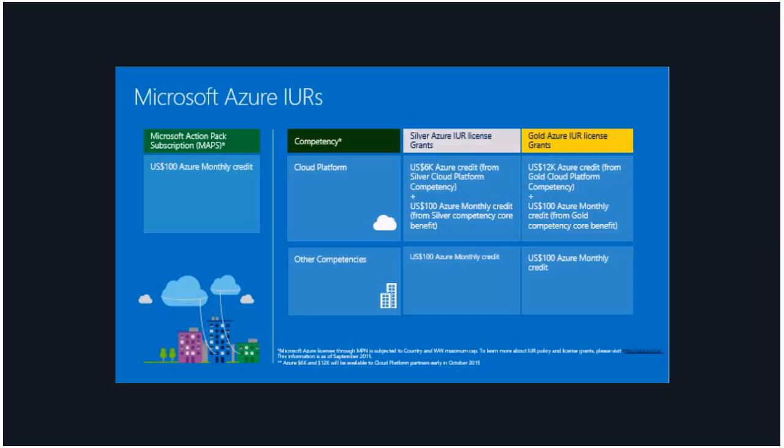And for competency, so for cloud platform competency, and before I even jump into cloud platform, for all competencies, the core benefit is that for silver competency, you get $100 monthly credit. And for gold, you also get $100 monthly credit. So that's the core benefit that you get. In addition to that, if you have a cloud platform competency, you get a bulk credit of $6,000 of Azure if you're a silver cloud platform competency holder, and you get a bulk credit of $12,000 for Azure if you're a gold cloud platform competency holder.